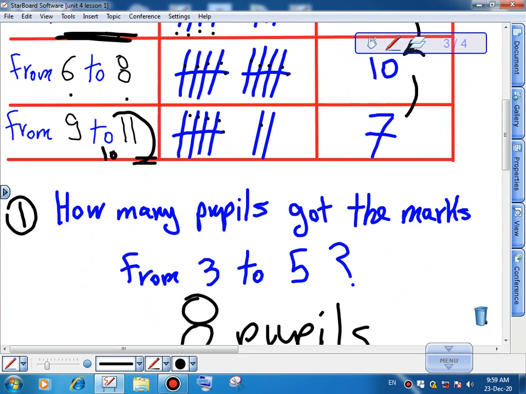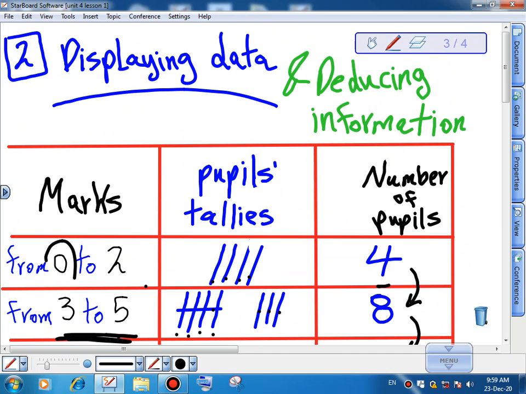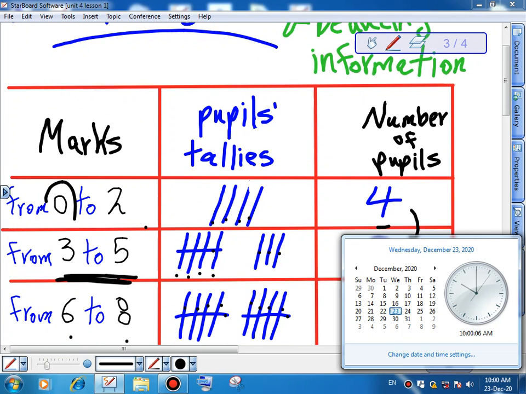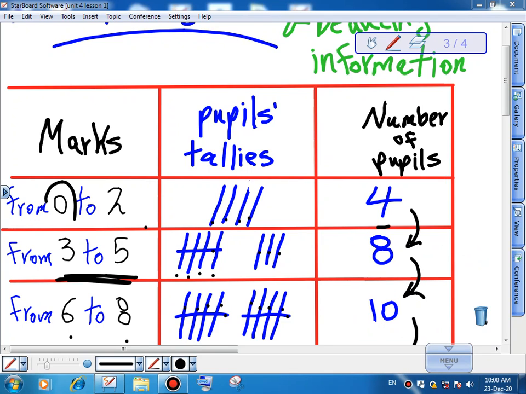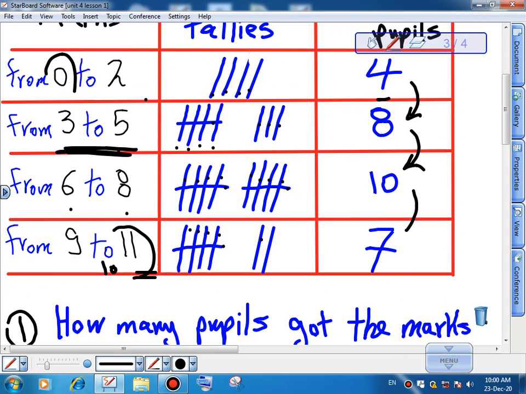So this type is called displaying data, and we deduce new information from this table. He doesn't say anything about the total number of pupils in this class. But I deduced new information from these marks. I get all the marks from 0 to 11 and get a summation of this. We got 29 pupils, which is all pupils in this class.